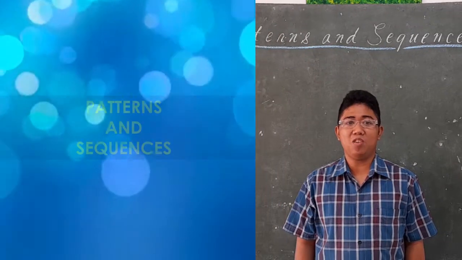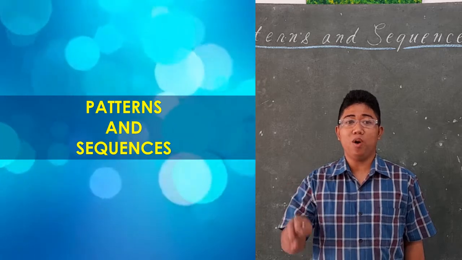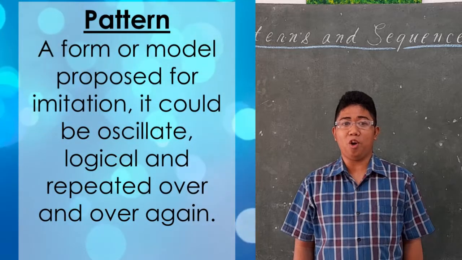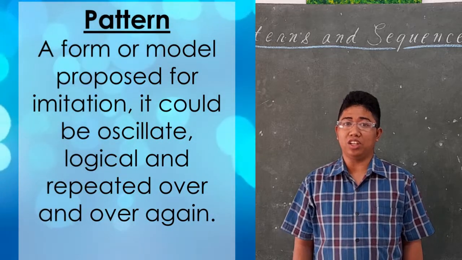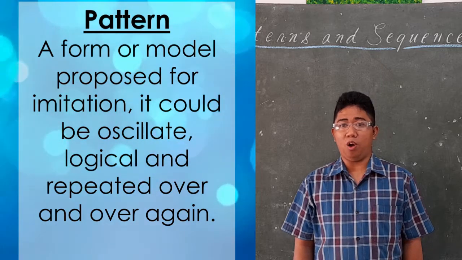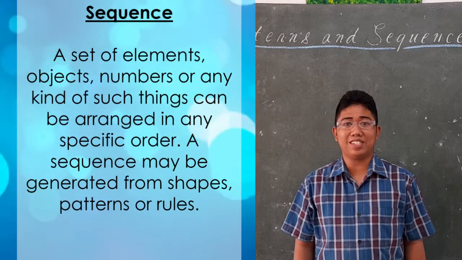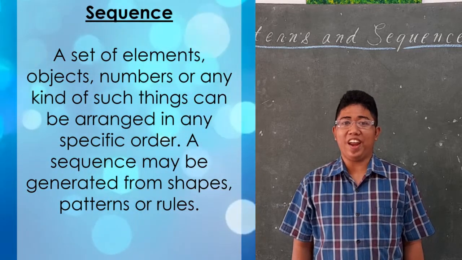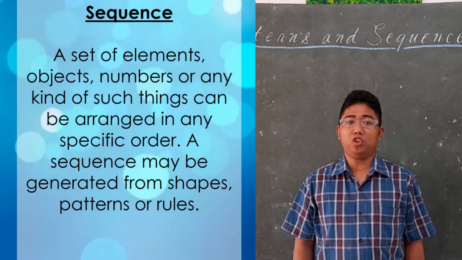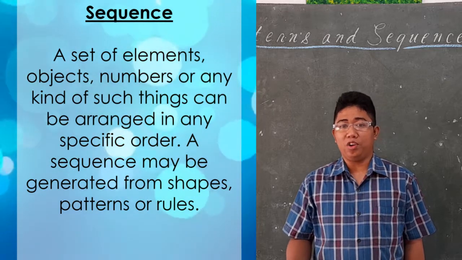Alright, so let us discuss the definition of these two terminologies. What are patterns and sequences? A pattern is a form or model proposed for imitation. It could be oscillating, logical, and repeated over and over again. While a sequence is a set of elements, objects, numbers, or any kind of such things arranged in any specific order. It could be generated from shapes, patterns, or rules.